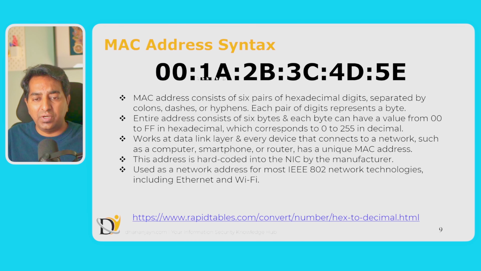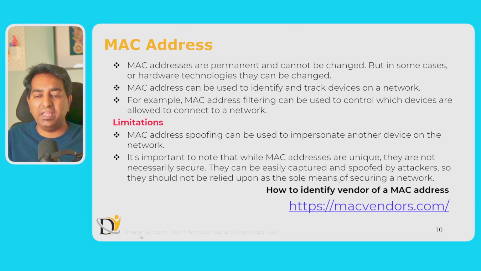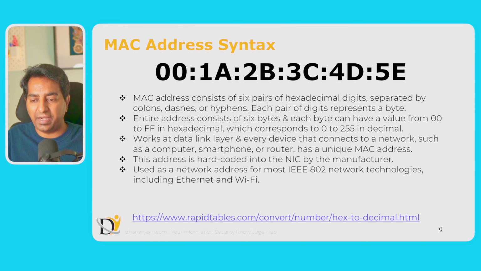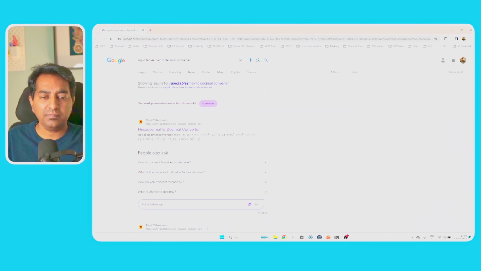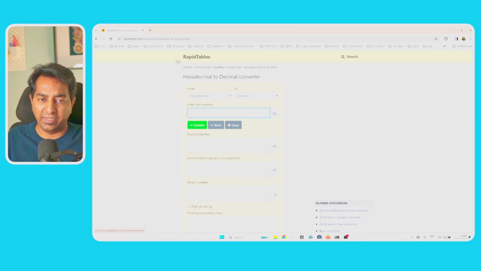If you want to understand or analyze the significance of these hexadecimal numbers and understand their decimal equivalent, you can visit a particular URL. Definitely, there are many URLs that you can visit. For example, I'll first show you RapidTables. Let me open Google Chrome. RapidTables hex to decimal converter. So this is the URL that you can access.